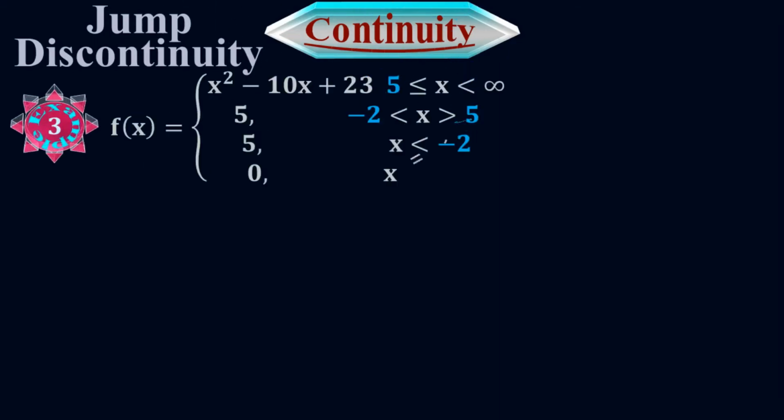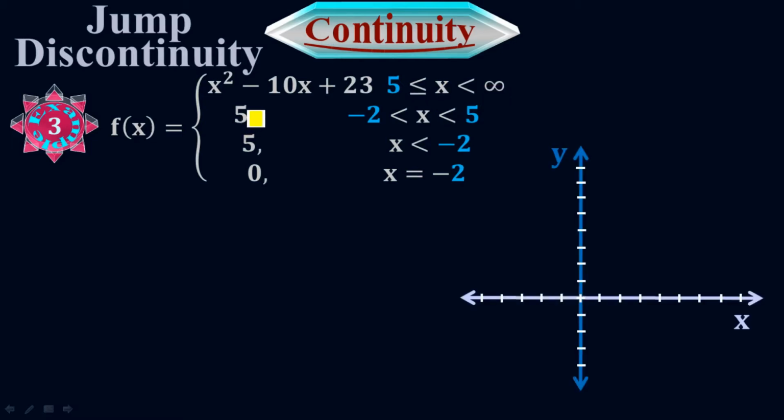Example number 3. If I have another piecewise function with 4 pieces of the function, the first piece is x squared minus 10x plus 23, where x equals to and greater than 5 and less than positive infinity. Second piece of the function is 5, which is a constant, where x must be greater than negative 2 and must be less than positive 5. The third piece is also 5, where x is less than negative 2. And the fourth piece is 0, where x equals to negative 2.